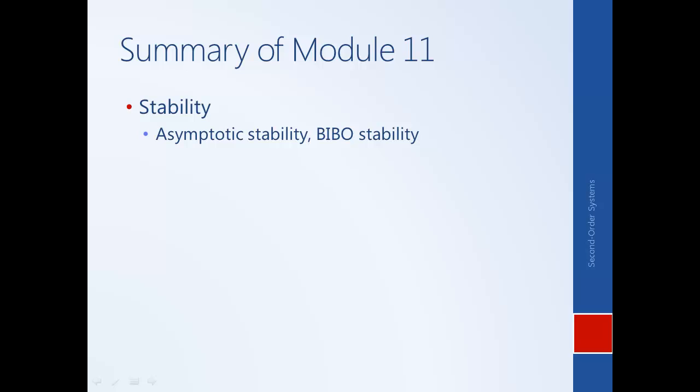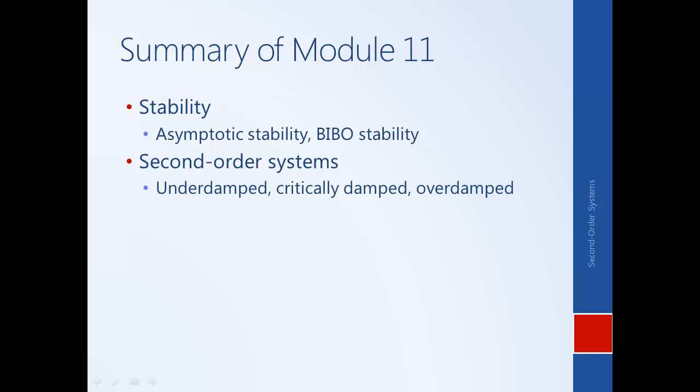And BIBO stability is defined as bounded input, bounded output stability. So as long as the input to our system is bounded, that means that the output of our system also needs to be bounded. We then looked at canonical second-order systems. Actually, there are 4 cases: undamped, underdamped, critically damped, and overdamped, where the behavior of each of these cases is fundamentally different and changes based on the value of the damping ratio zeta.